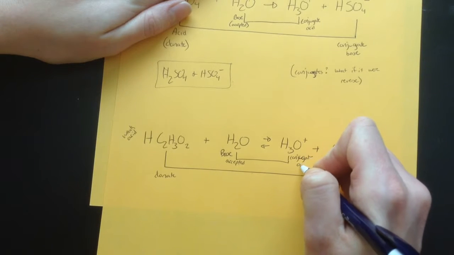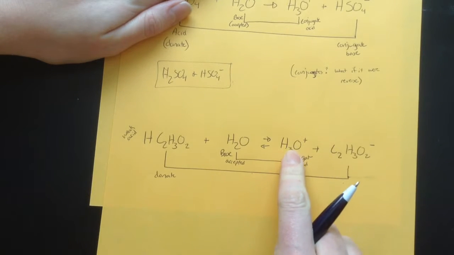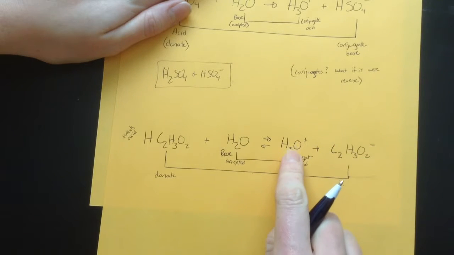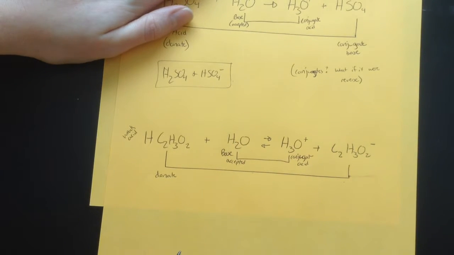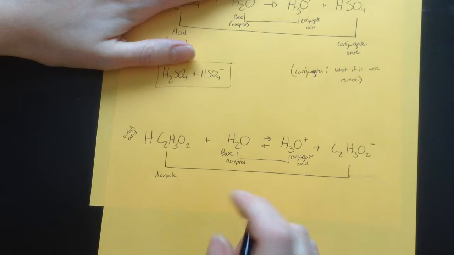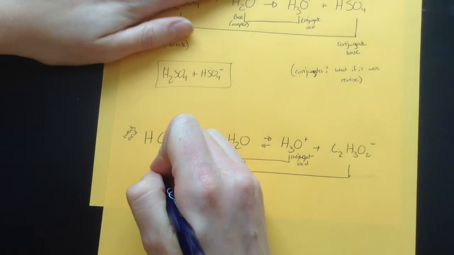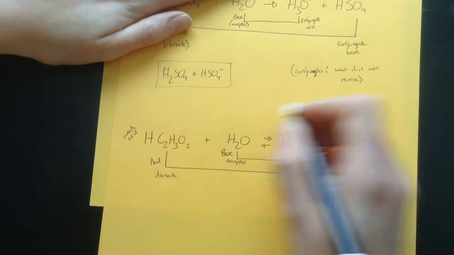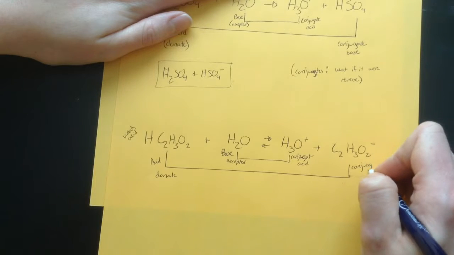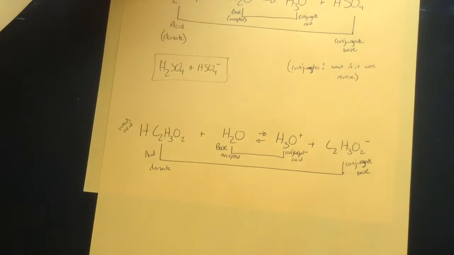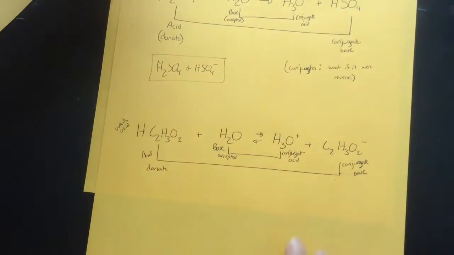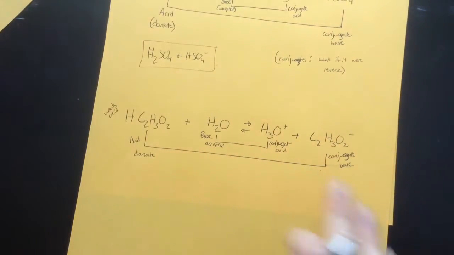In the reverse, this H3O donates a hydrogen, and so it becomes the acid. And in this situation, it goes the other way. So this one is my acid, and this is my conjugate base. Okay, so it might help to think about it one way or the other, but we're still looking at the base pairs there.